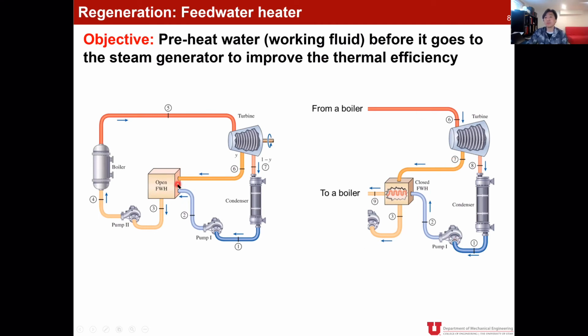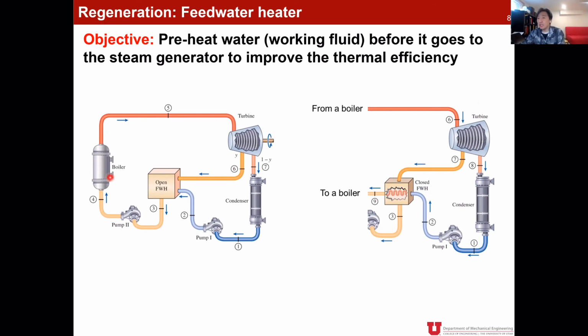The open feed water heater is simple. It's kind of mixing cold water with hot steam to make warm water. That is more like your bathtub. You mix cold water and hot water to make water at a good temperature that you really want to take a bath in. Same thing. We take out a certain amount of steam in the middle of a turbine and mix this steam with cold water after the condenser, and in the open feed water heater, these two, steam and condensed water, are mixed to make warm water that goes to the boiler.